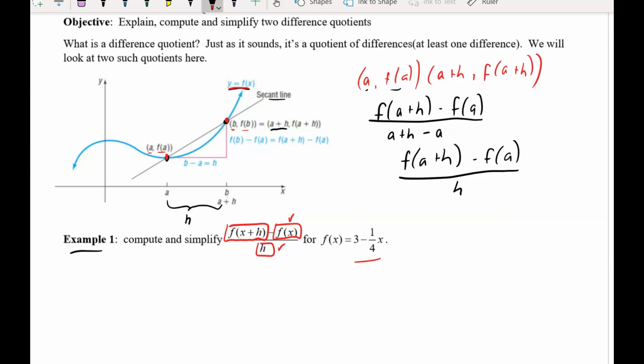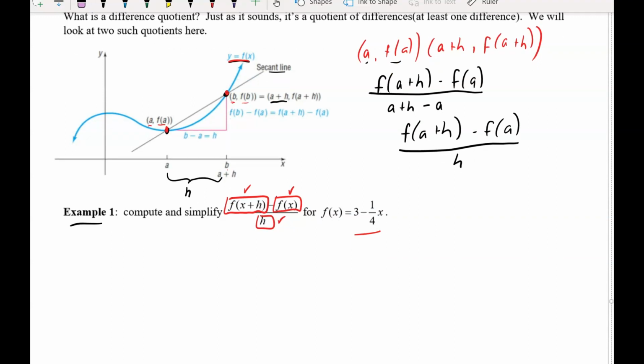The h is just a variable for now. And the f of x plus h is something that we learned how to calculate in the last lesson, so we should be able to figure out what that is, and that's what I recommend you always do first. Before you do any difference quotient, first find f of x plus h. And f of x plus h would be 3 minus 1/4 of x plus h. That would simplify to 3 minus 1/4 x minus 1/4 h. There's your f of x plus h.